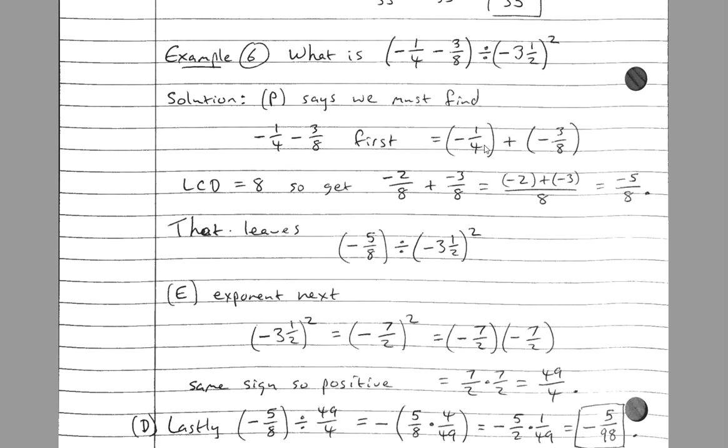We need a common denominator. The LCD here is 8. So make this -2/8 plus, keep this the same, -3/8. And then add those two. So it's -2 plus -3 on top. And so adding two numbers with the same sign, add the absolute values, keep the sign. So that's 5 with a negative sign.